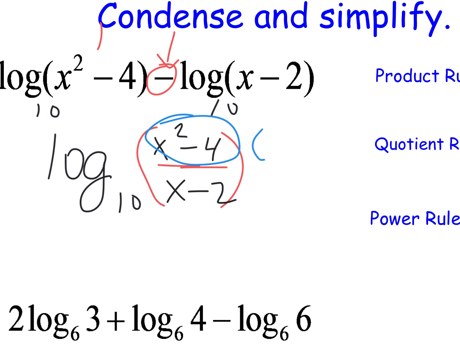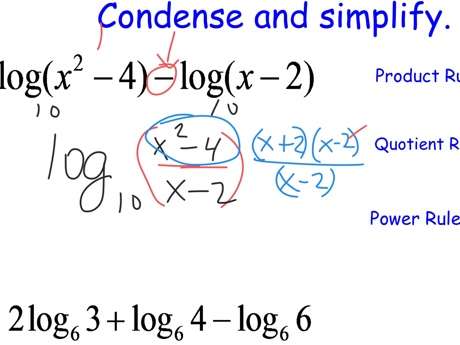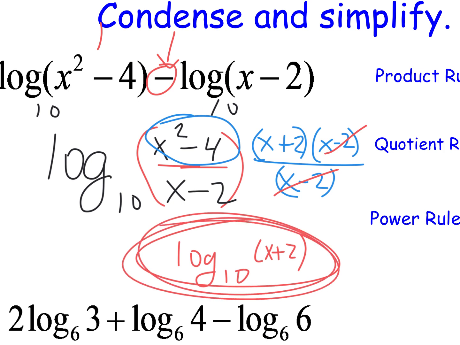Deal, what does that factor to? X plus 2, x minus 2. Yup. And then, what happens next? Minus x minus 2 is canceled. So then your final answer is log. You don't have to write the base, but I like to. And then x plus 2 here. And I'm done. I condensed it to one log and I simplified it.